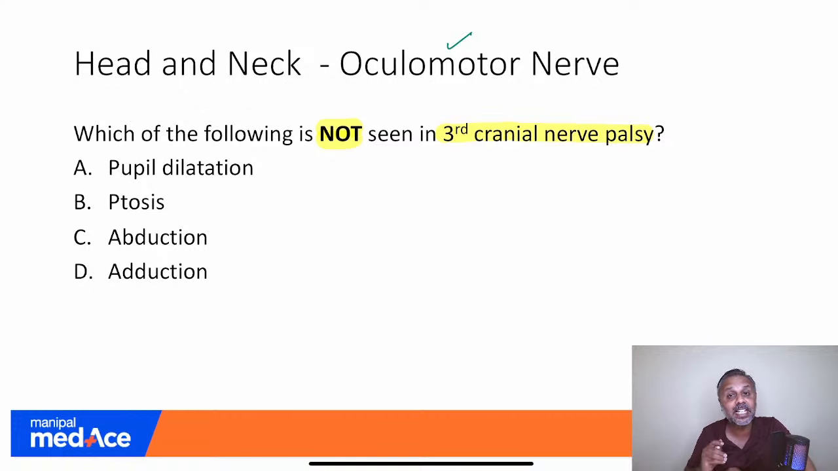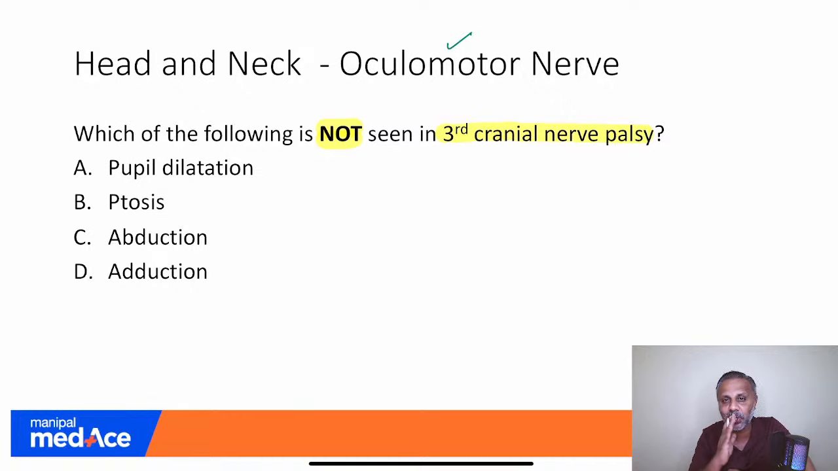Then ptosis. Yes, oculomotor nerve palsy results in paralysis of levator palpebrae superioris, whose function is elevation of the upper eyelid, and also the superior tarsal muscle. So because of involvement of these two muscles, it results in ptosis. Then abduction. Now let's see if oculomotor nerve paralysis can cause abduction. Unopposed action of lateral rectus can bring about abduction of the eye because the medial rectus is not acting.